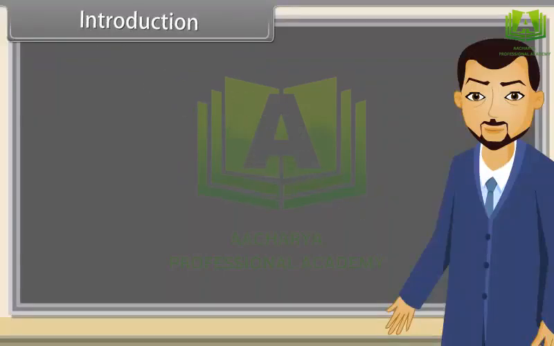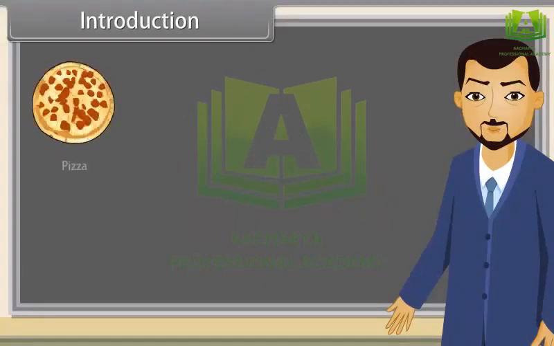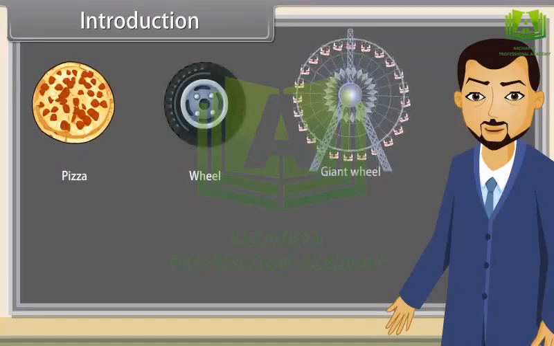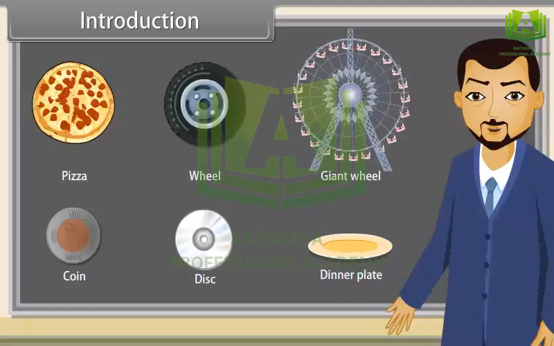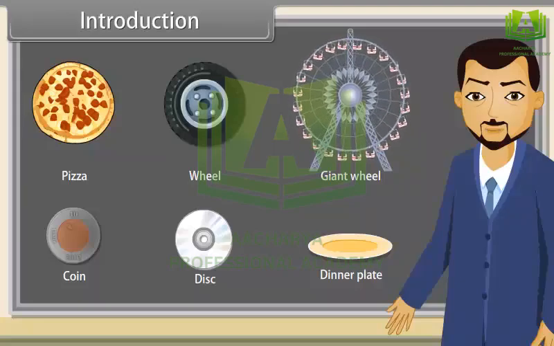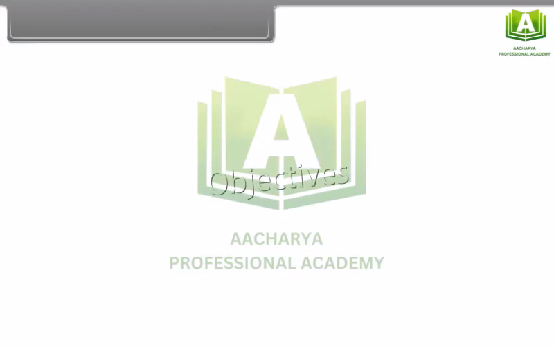Introduction. Look at these things: pizza, wheel, giant wheel, coin, disc, dinner plate. All these are the examples of circle. Today we will study about circles and the properties of circles. Come, let's start.